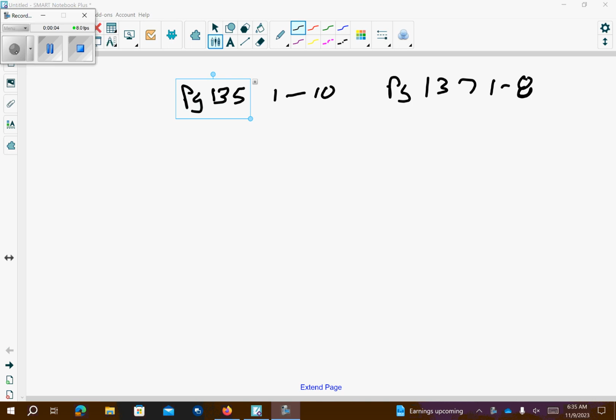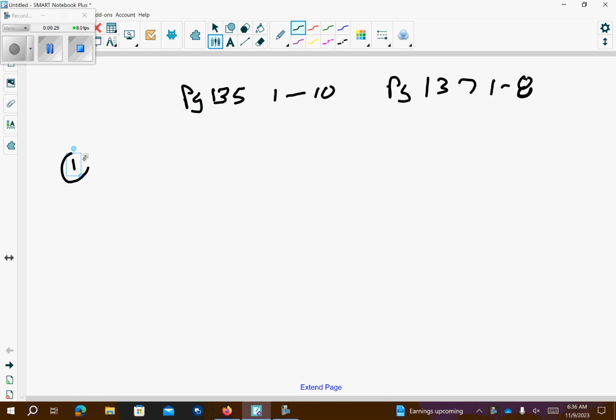Hi guys, we're going to go over page 135, 1 through 10. We already did some of the problems, so I'll skip over 3, 4, 5, and 6, and then also go over 137. After this, we are going to do, I believe, some sort of a review. So let's see how we do.